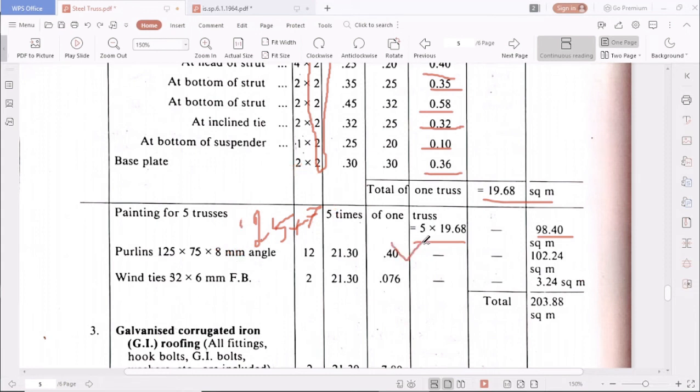Multiply with this and you will get the quantity as 102.24 for purlins and 3.24 square meters for wind ties. Now add the total. You will get the total painting work as 203.88 square meters. So with this total, the painting work estimation is over.